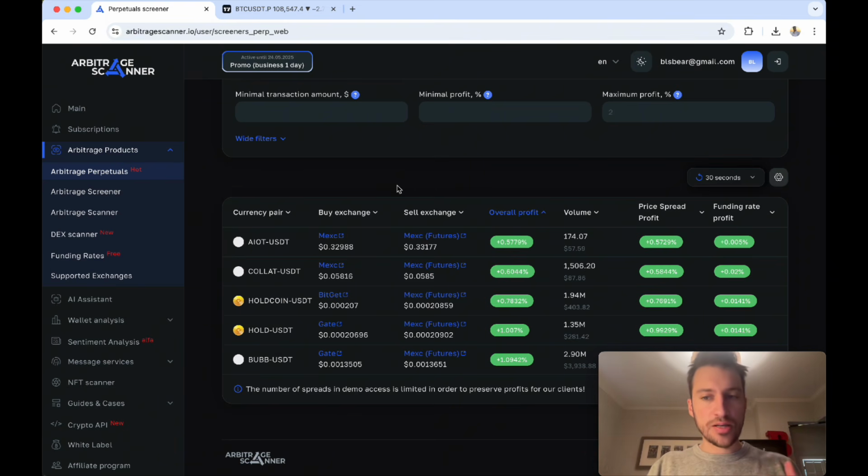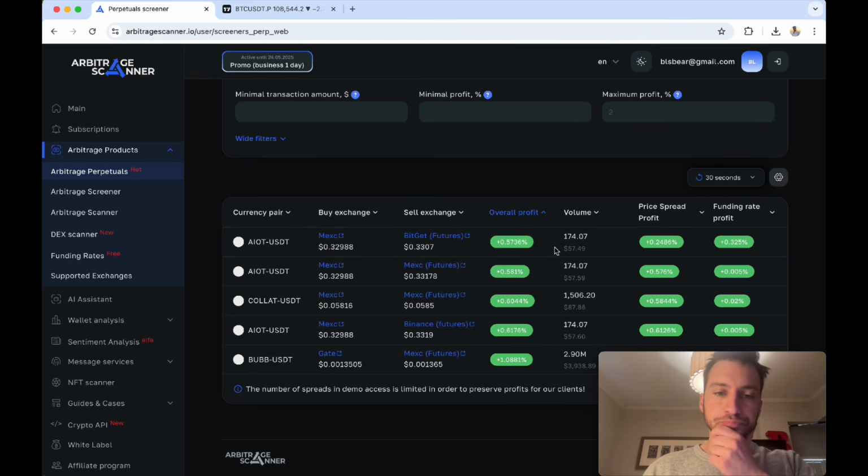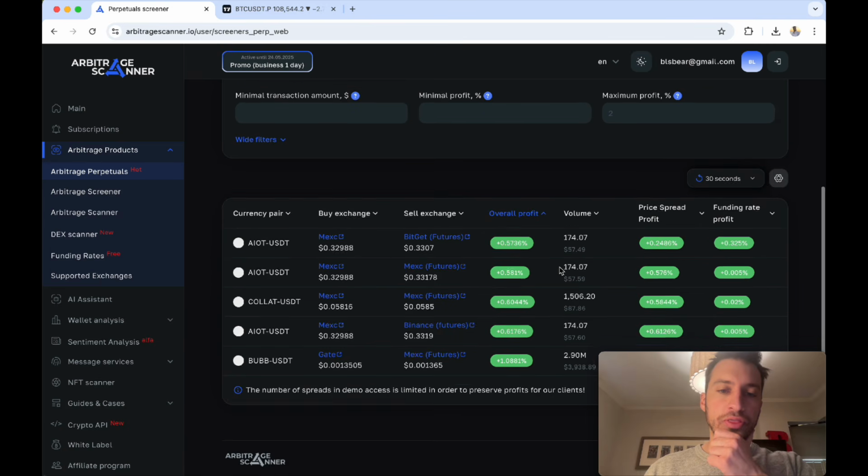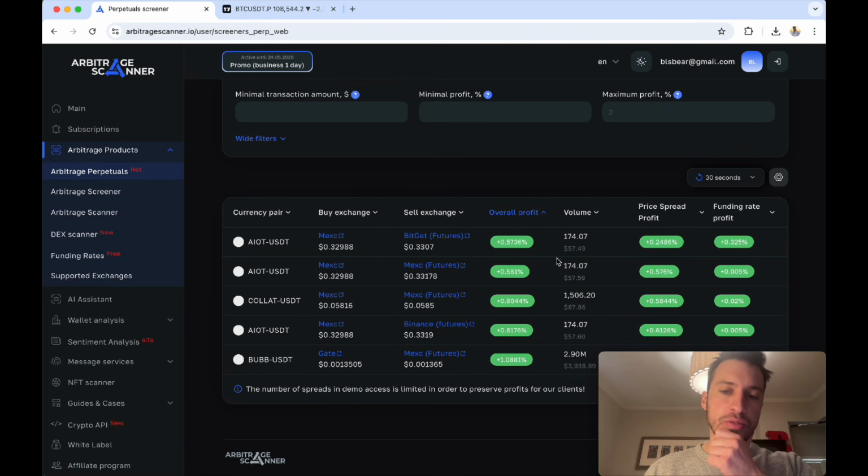I'm just going to show you guys, first of all, the metrics, and then I'll show you how to actually do it. So first of all, when we see something like volume, what that means is this is the maximum size that you can get at the current moment. As you can see, for BUB USDT, you can actually get in $3,938. But right now with AIOT, you can do an arbitrage, but you can only get in 57. So this gives you endless profit possibilities, and real ones too.